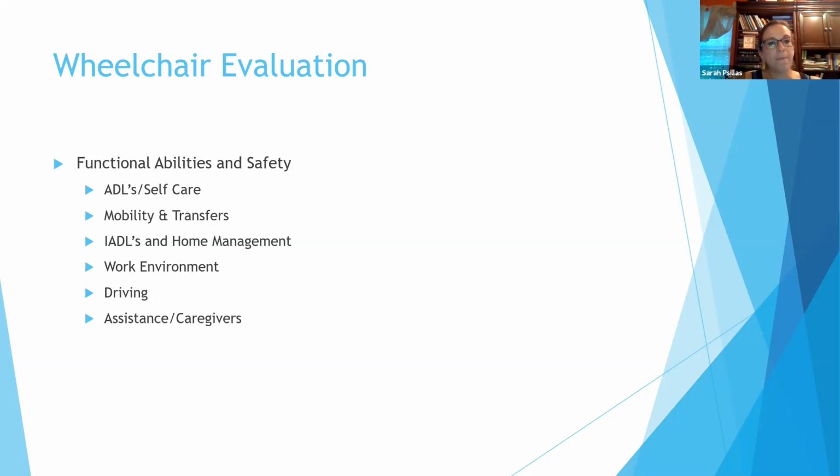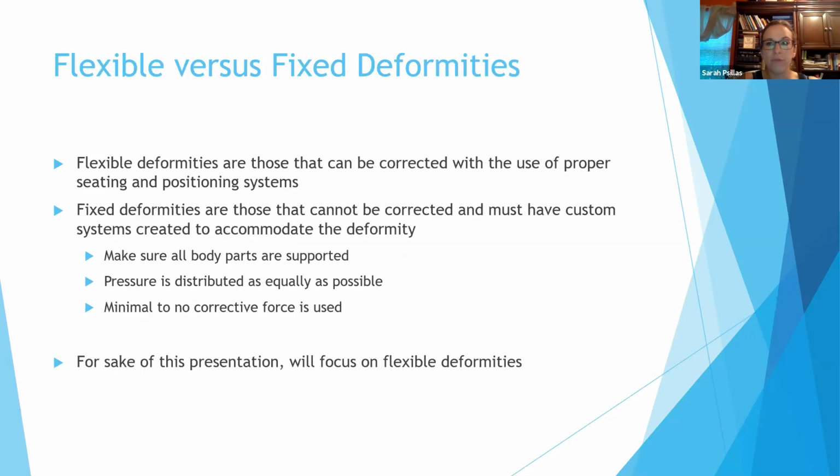Things of that nature. And then what kinds of things do they need to do in their environment, right? Their home, are they working, driving? Are they cooking or cleaning, or whatever else they might need to do while they're in their seating and positioning device? And then finally, what kind of assistance or caregivers do they have? What kind of help do they have in case something goes wrong, or it breaks, or they can't reach something, etc. All right, so before I move forward, I just want to check in and see if anyone has any questions.